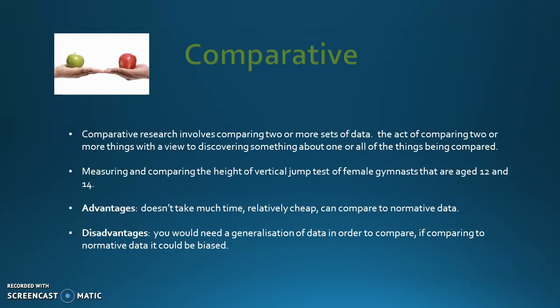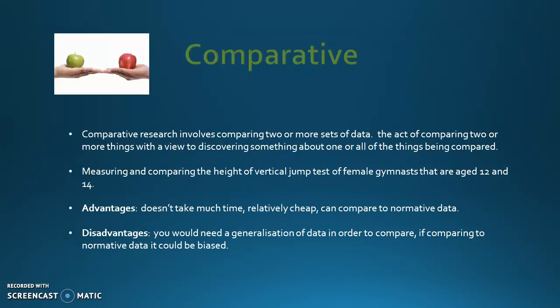The next research method that you may want to use is comparative. This is the act of comparing two or more things with a view to discovering something about one or all of the things being compared. So you're getting two or more sets of data, and then comparing those sets of data.